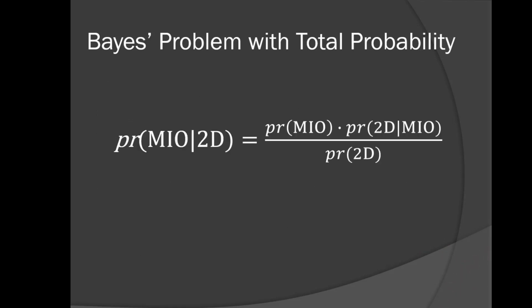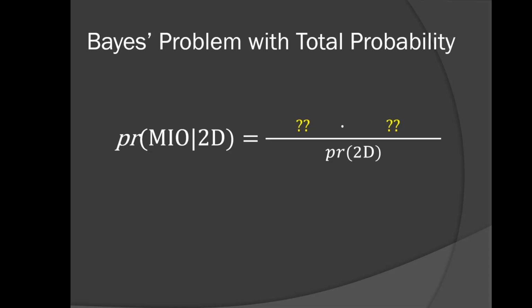So here is the expression once again: the probability of MIO given 2D equals the probability of MIO times the probability of 2D given MIO, divided by the probability of 2D. We're going to start plugging in values here in the right-hand side. Remember, the right-hand side of the equation carries our prior probabilities. These are probabilities that we already have. And two of them are fairly straightforward, those in the numerator.